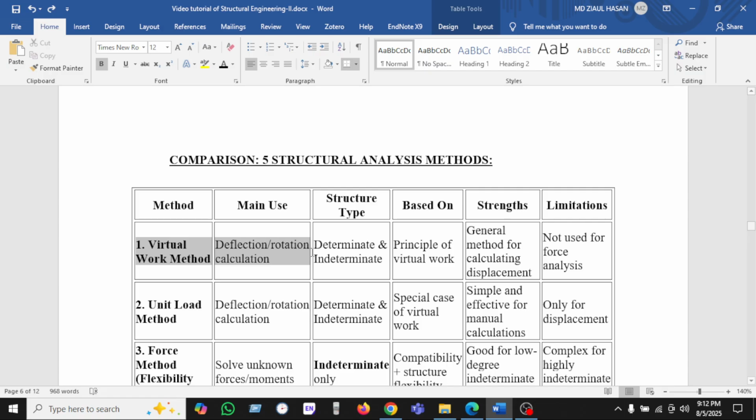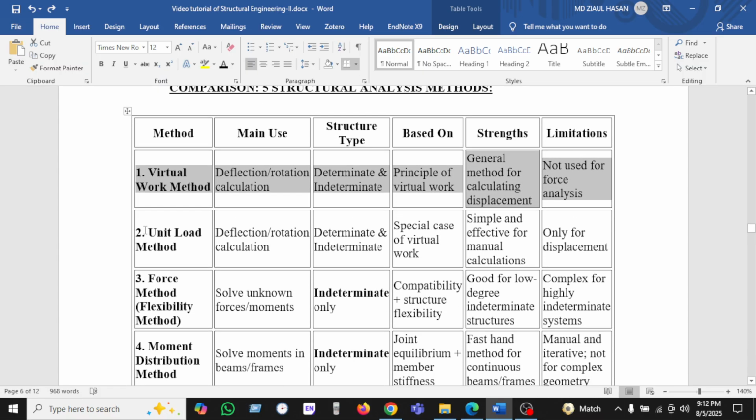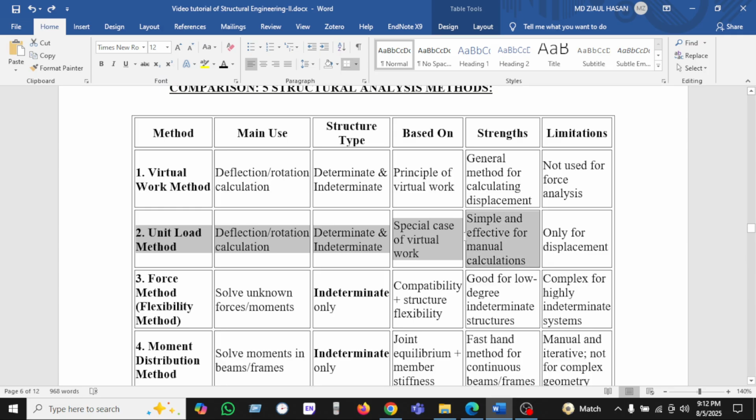rotation calculation, and the structure type can be determinate and indeterminate, and it is based on the principle of virtual work. Its strength is that it is a general method for calculating displacement, and its limitation is that it is not used for force analysis. The second one, the unit load method, is also mainly used for calculating deflection and rotation, and the structure type is both determinate and indeterminate. It is based on a special case of virtual work, its strength is that it is simple and effective for manual calculation, and its limitation is that it is only for displacement.